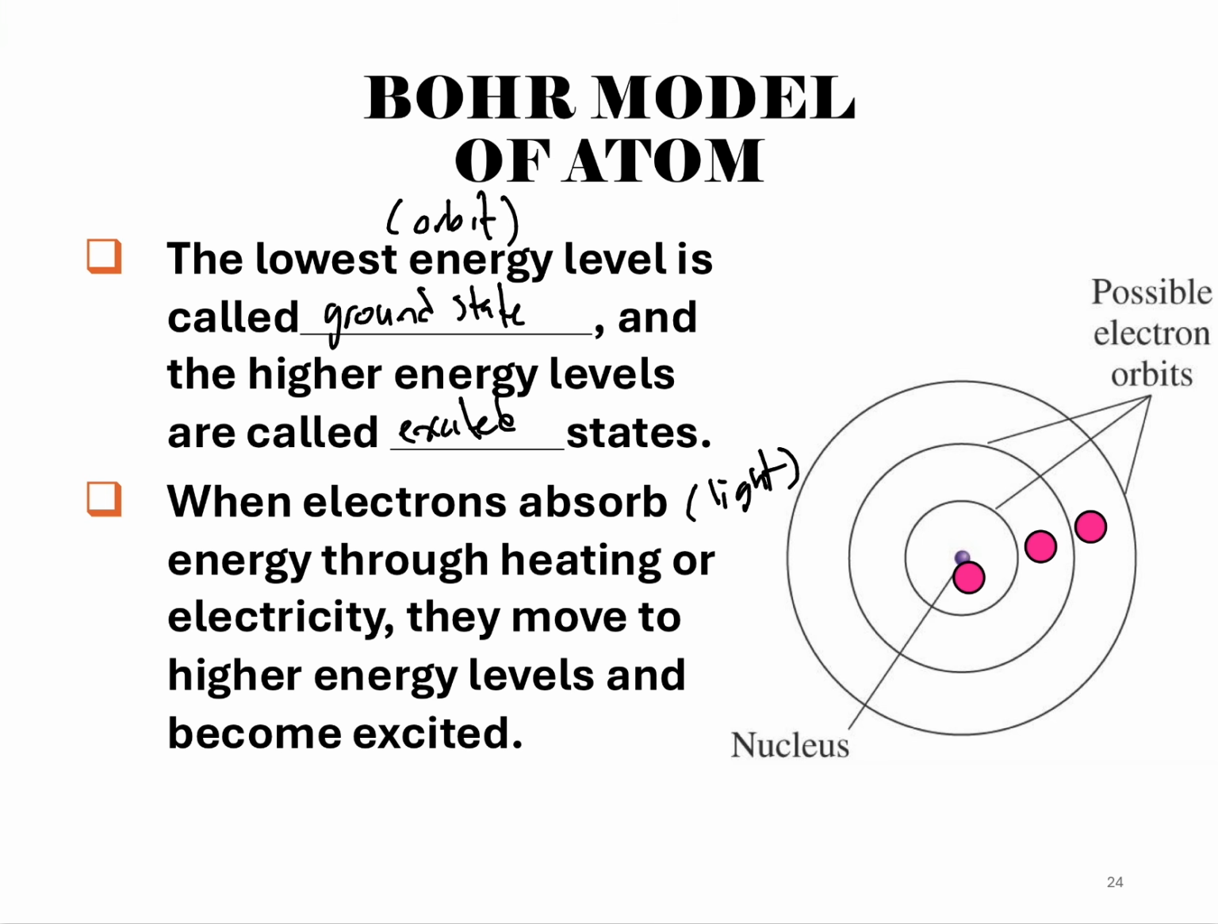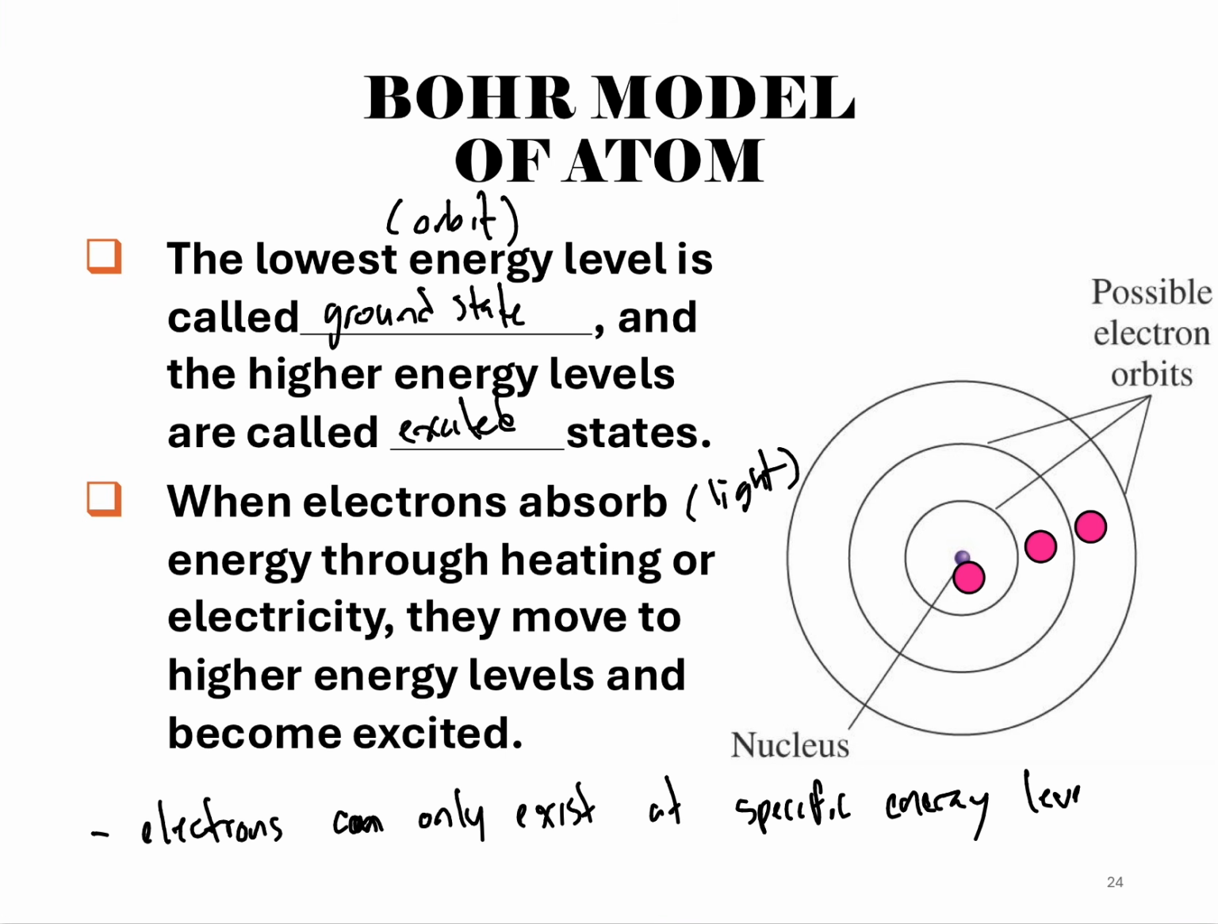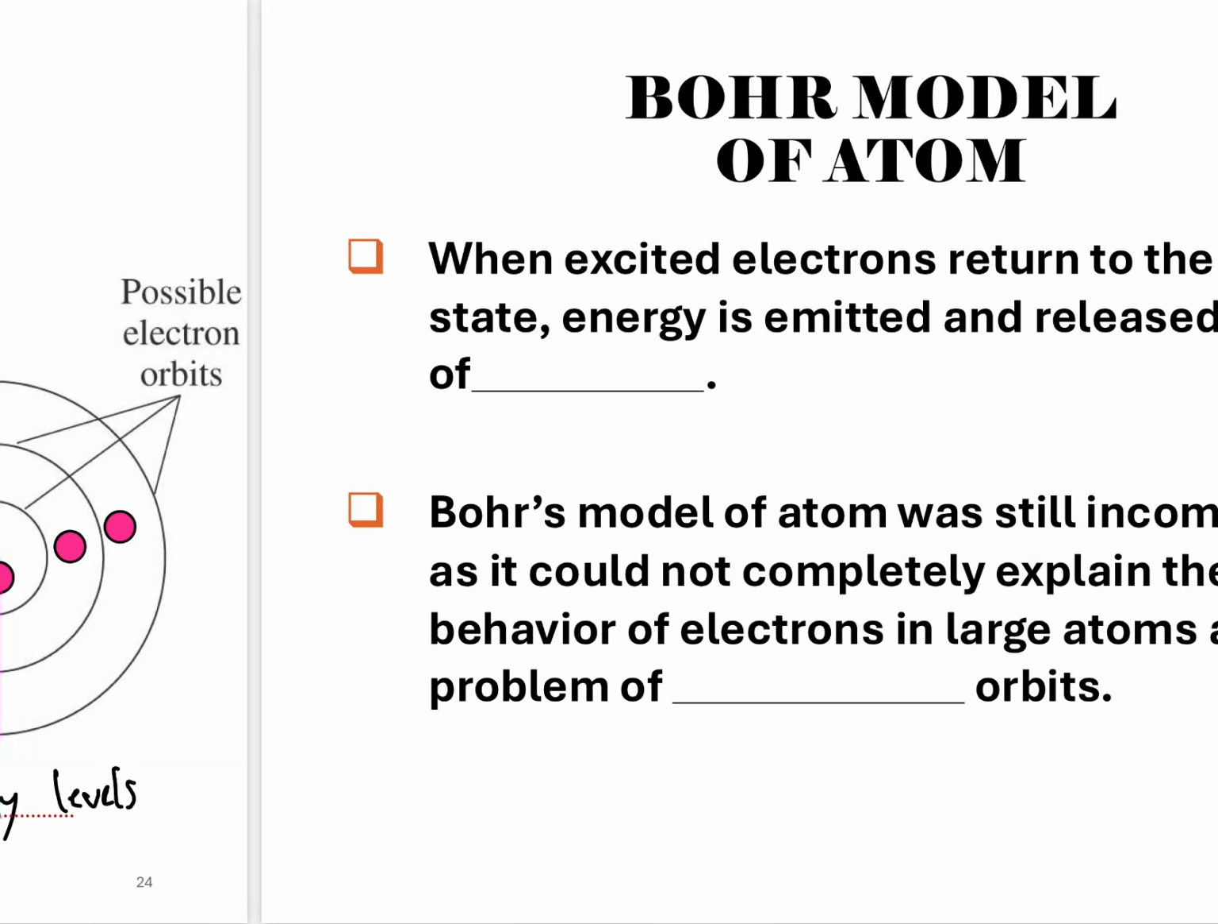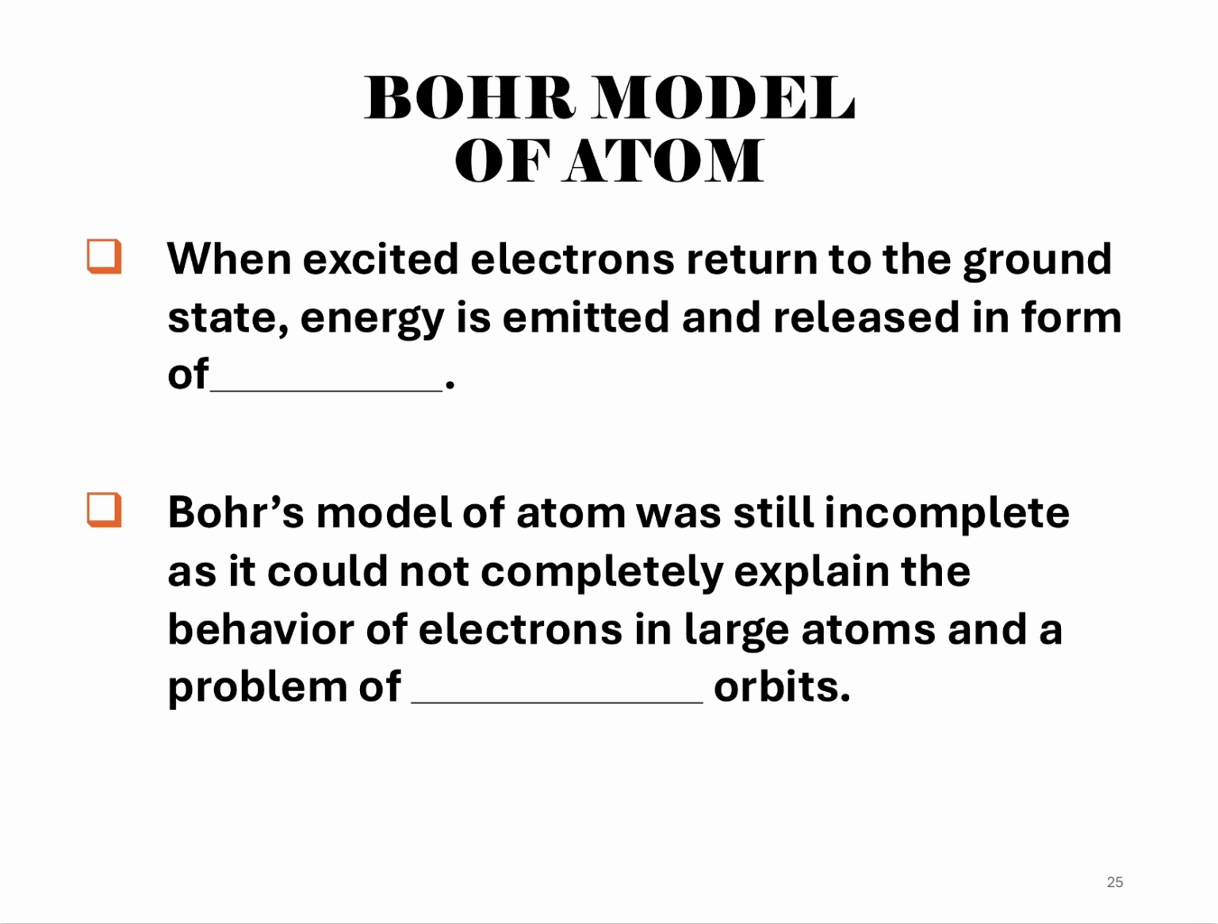And so the Bohr model gave a way for electrons to only exist at specific energy levels. And because they could only exist at specific energy levels, when these electrons move between them, the only way they could do that is through releasing or absorbing energy in the form of light.